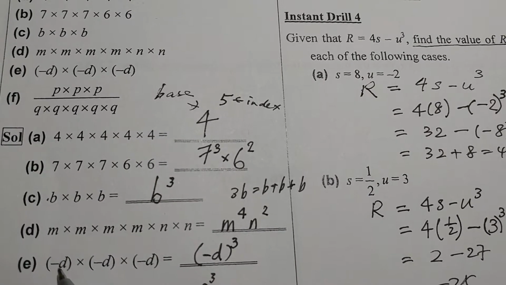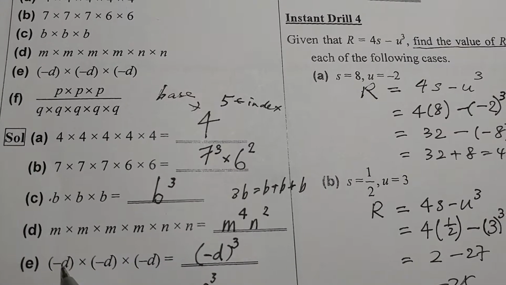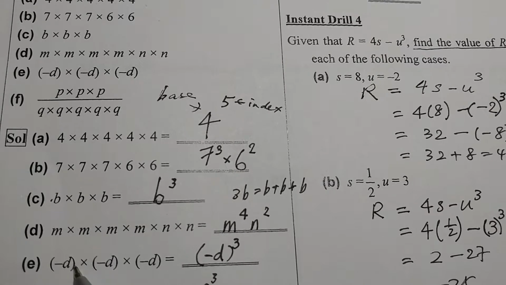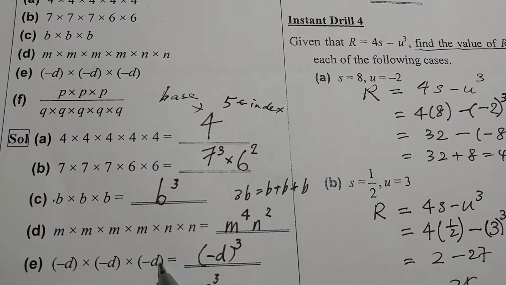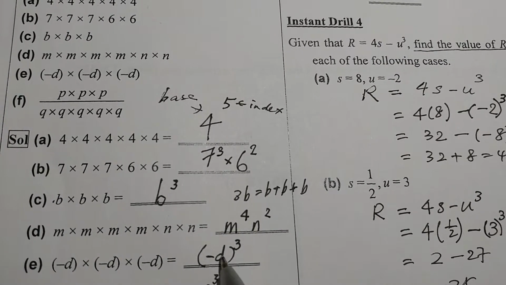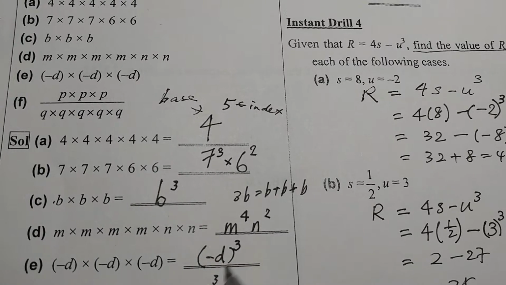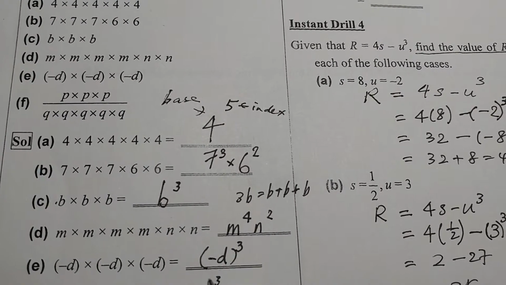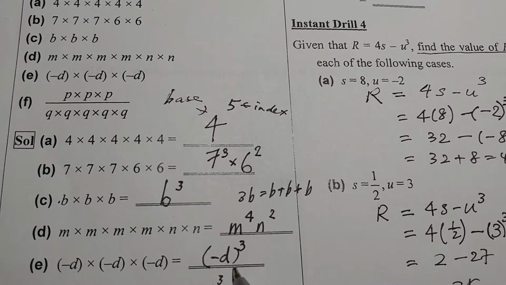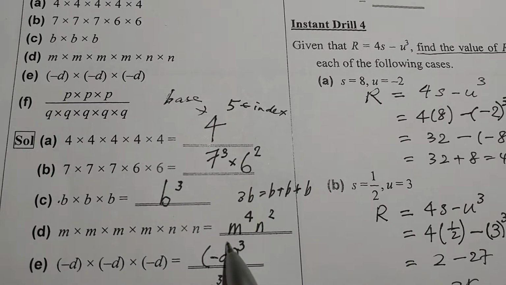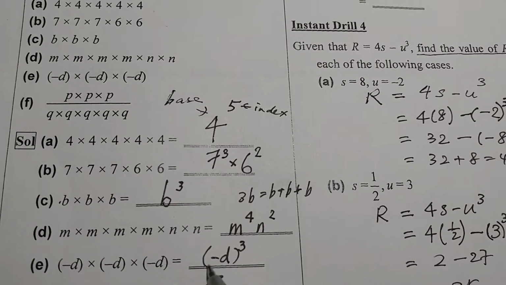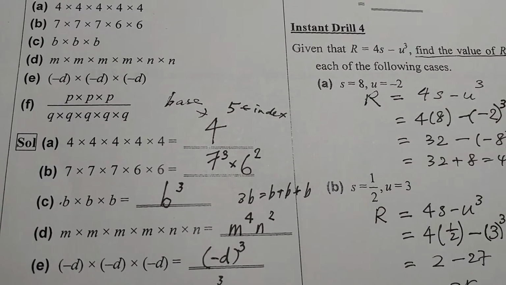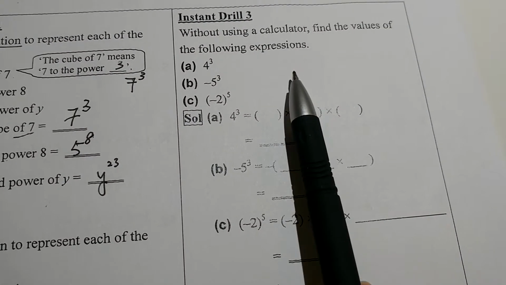Even if we have a negative number, for example, negative d times negative d times negative d, we can write negative d in brackets, cubed. Do not miss the bracket, because if you miss the bracket, the 3 only belongs to d, but not the negative. Try to do Instant Drill 3.